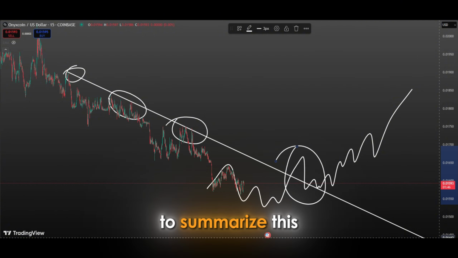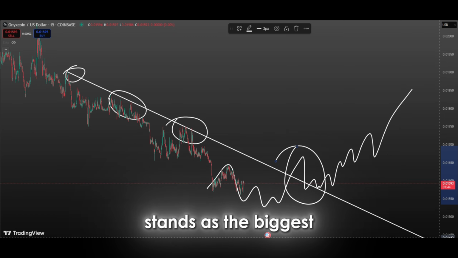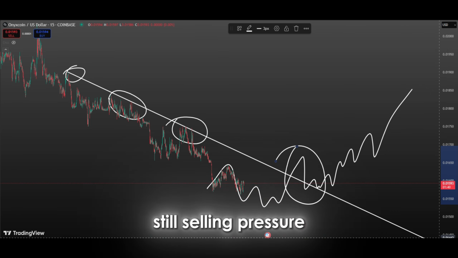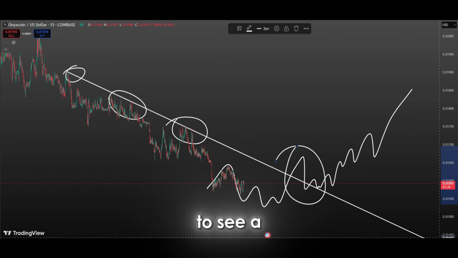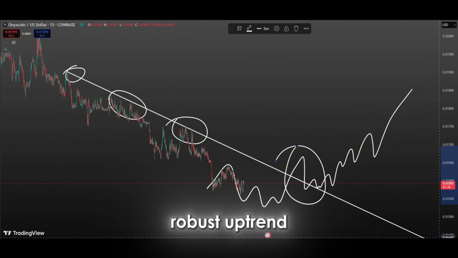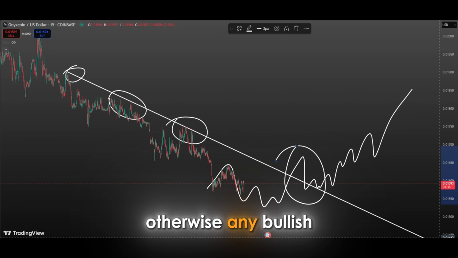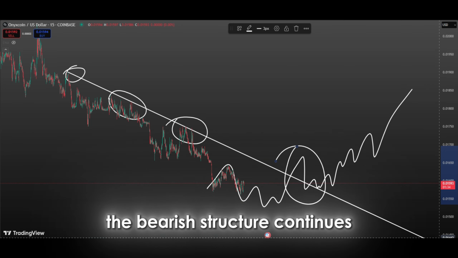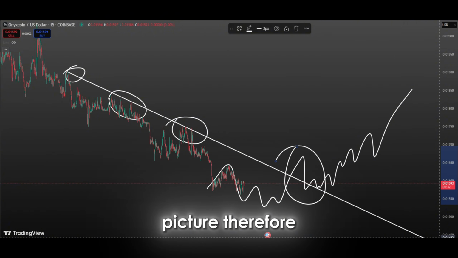To summarize, this falling trend line, which is still active on the chart at the moment, stands as the biggest technical obstacle to bullish scenarios. The fact that the price has yet to break this trend indicates that there is still selling pressure in the market. If traders want to see a safer and more robust uptrend, they must first see this technical barrier broken. Otherwise, any bullish attempts may remain short-term and indicate that the bearish structure continues in the big picture.